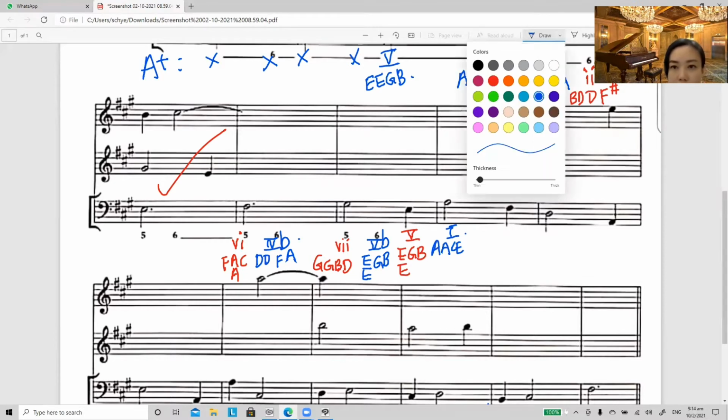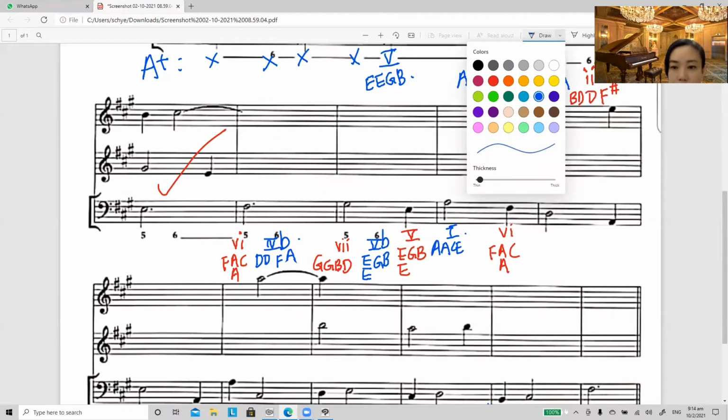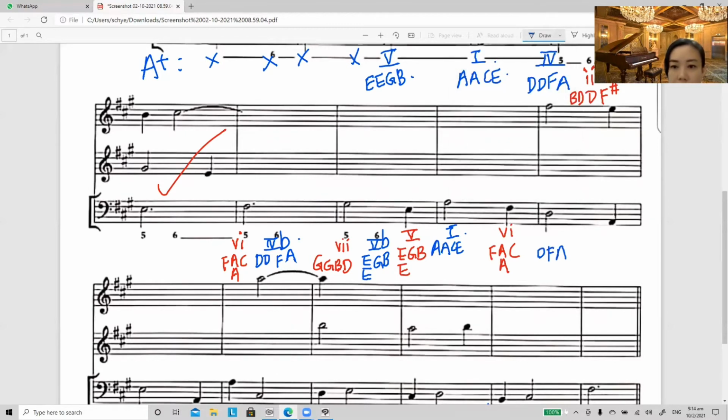Next one, F is at the bass. So this is a root position. So F, A, C. So in A major, F, A, C is chord 6. Chord 6, we double the middle note. Next chord is a root position chord, and D is a root note. So D, F, A. So in A major, D, F, A is chord 4, and chord 4 is a major chord, root position, double the root.